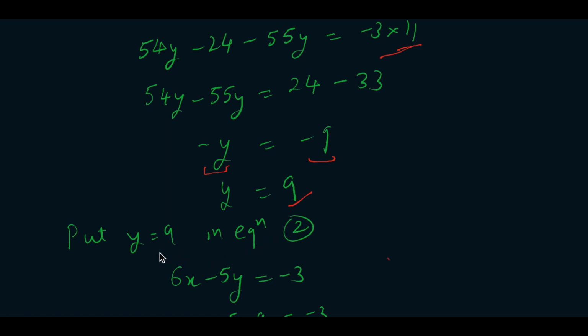Now we need to put the value of y equals 9 in equation 2. You can also put y equals 9 in equation 1. So our equation 2 was 6x minus 5y equals minus 3.